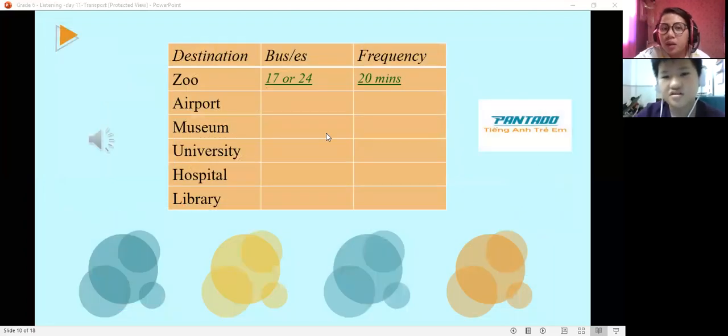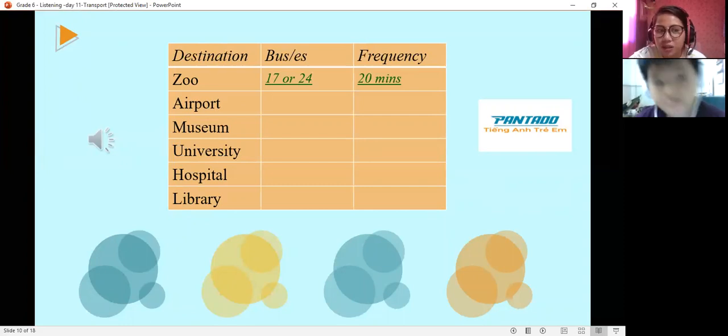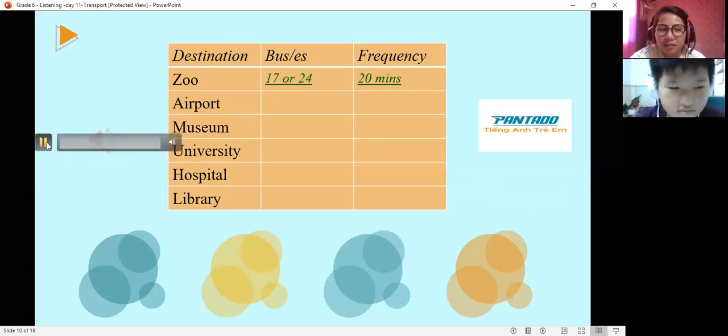Okay, so there is an example. Destination is zoo. The buses are 17 or 24. And the frequency is 20 minutes. Okay, so I will play an audio. You have to write down all the important information because you are going to fill out this blank later. Okay, Dong? Are you ready now? Yes. Okay, I will play the audio now. You have to listen carefully. And I'm hoping that you will get a perfect score in this activity, okay? Yes. Okay, very good, Dong.